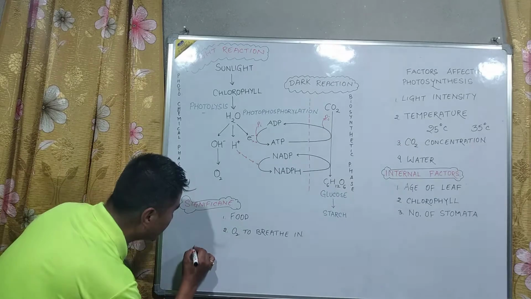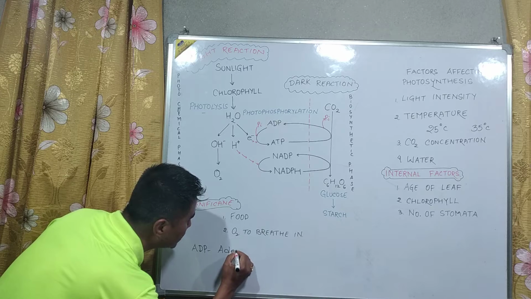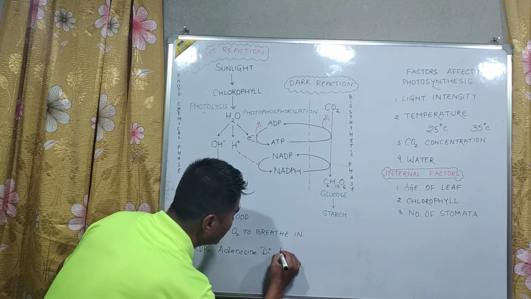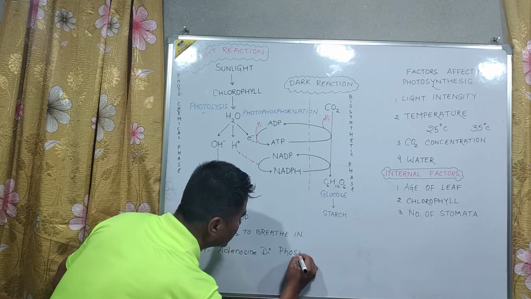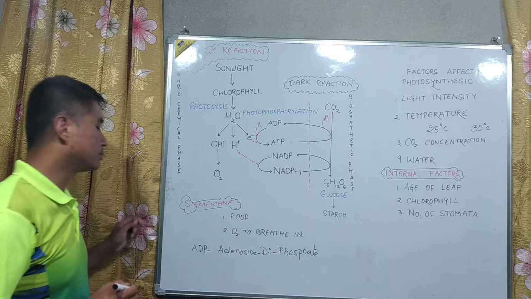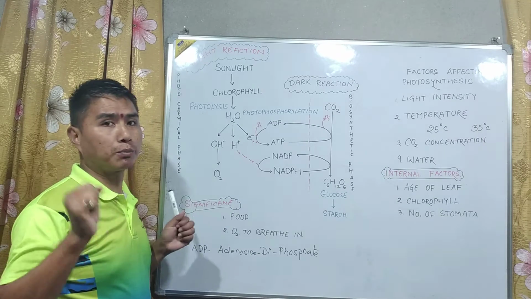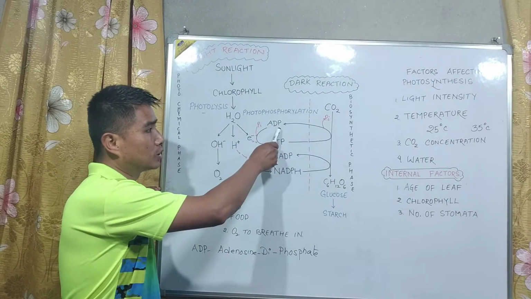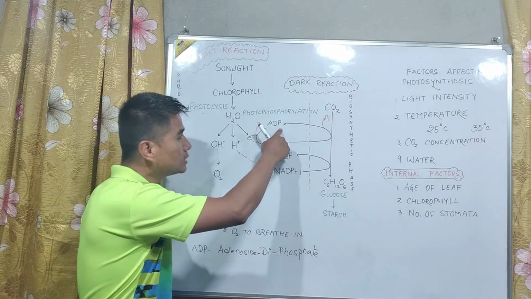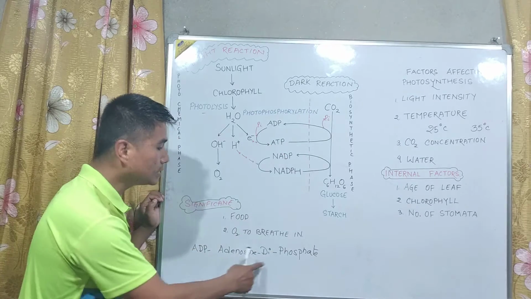Let me write here ADP, adenosine diphosphate. Sometimes in section A, a question might come, expand ADP. ADP is just like a courier boy or postman, and this postman is waiting. So when this electron is formed, what happens is that this ADP is converted to ATP, adenosine triphosphate.